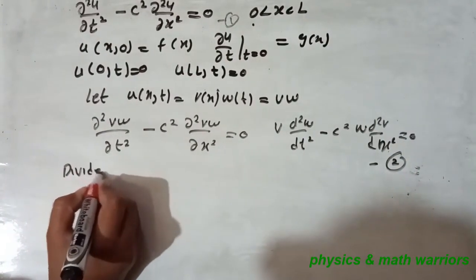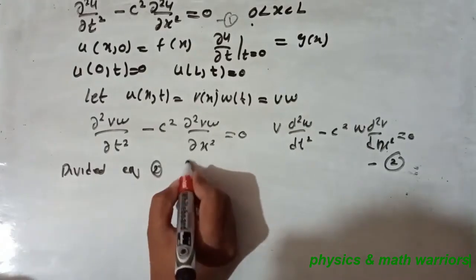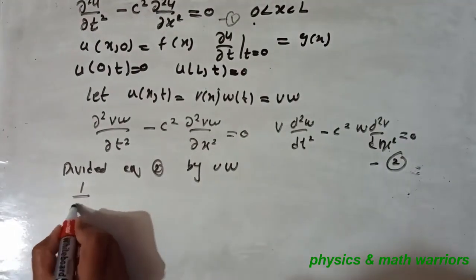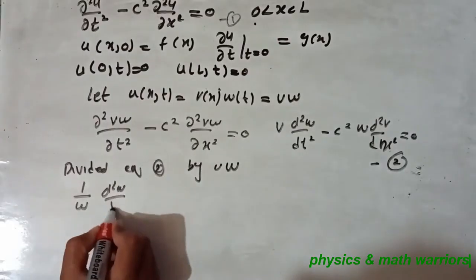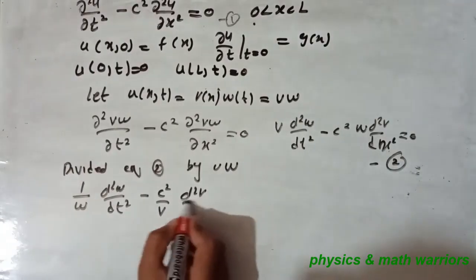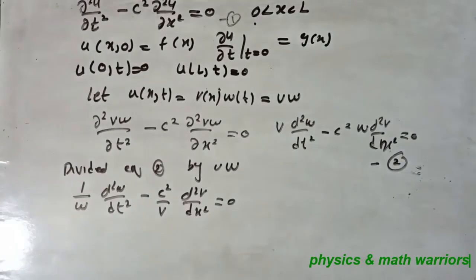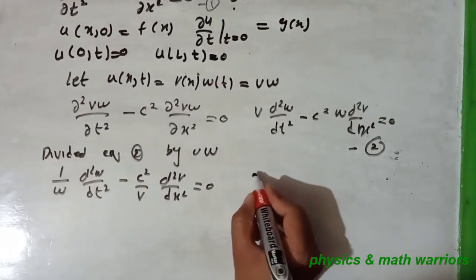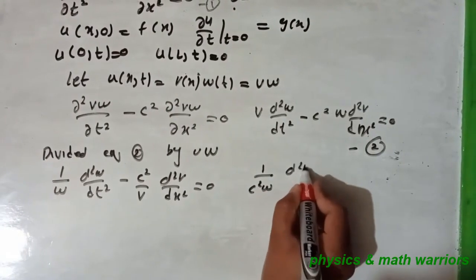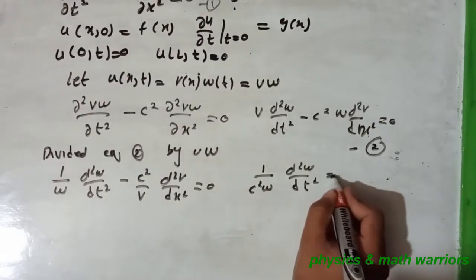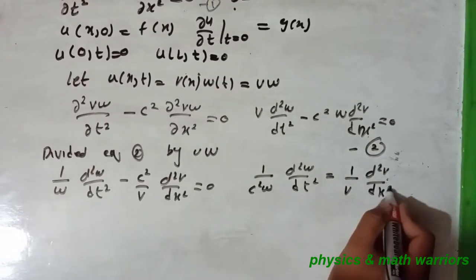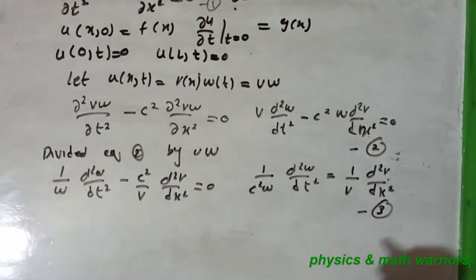Divide equation 2 by v omega. So this becomes 1 over omega d square omega over dt square minus c square over v d square v over dx square is equal to 0. This can also be written as 1 over c square omega d square omega over dt square is equal to 1 over v d square v over dx square. This is equation number 3.